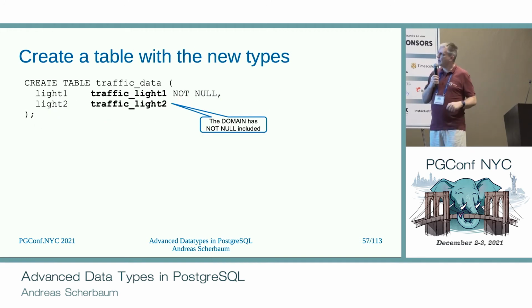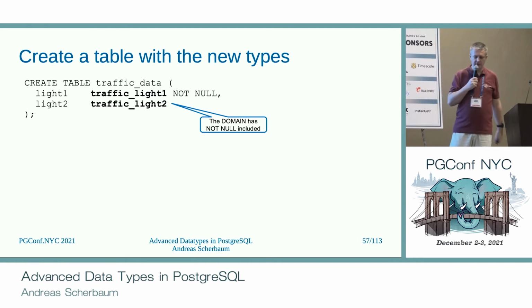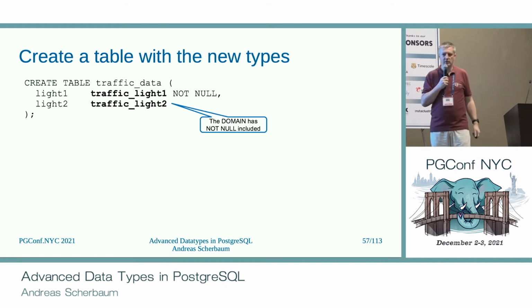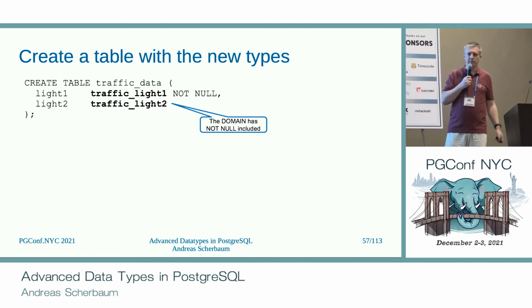Okay, now I have my table, traffic data from all of my traffic lights all around the city, and one is using the enum and one is using the domain. And you see I don't have to specify not null for the domain because it's already included in my domain type, something I can't do in enum.